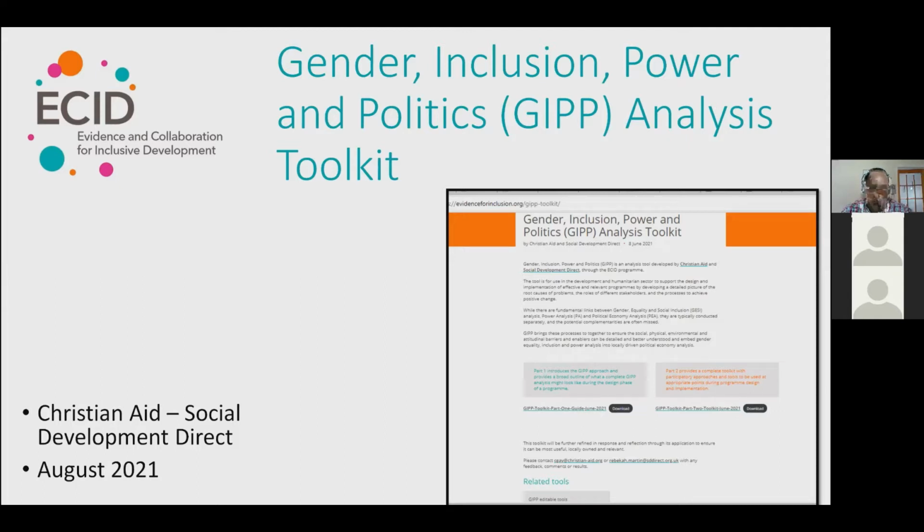We have about an hour and a half for this launch. And to start us off and to shed more light on the journey that we've been on so far, we'll hear from Charles Gay of Christian Aid and Emma Hagemann from Social Development Direct. And this overview will be followed by a presentation on the practical applications of this toolkit using case studies from the 3 target countries, so Nigeria, Myanmar, and Zimbabwe.